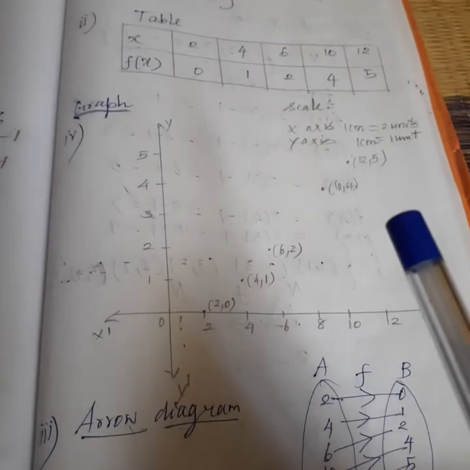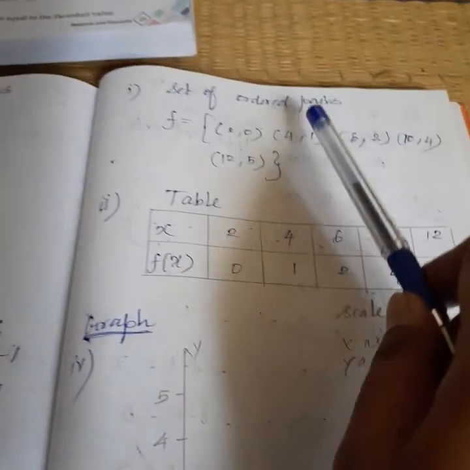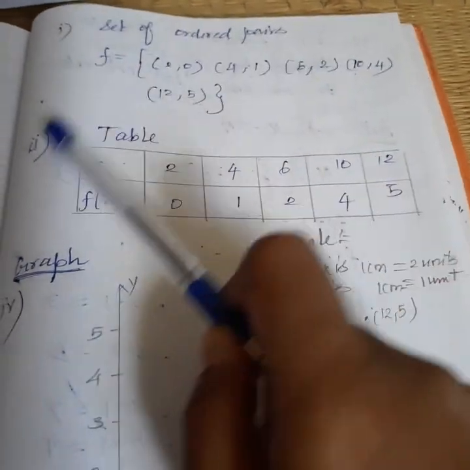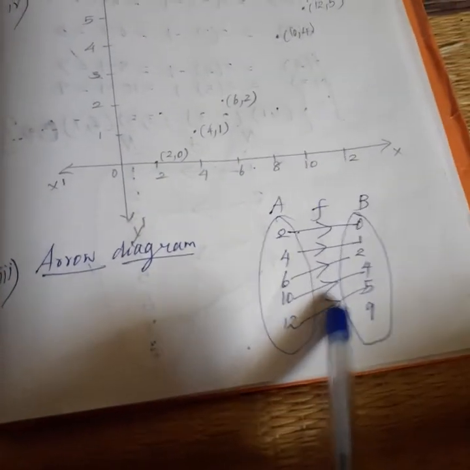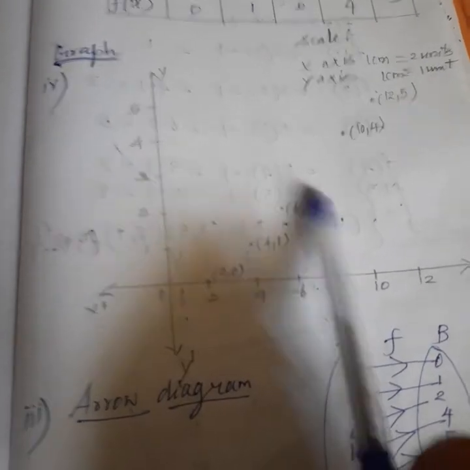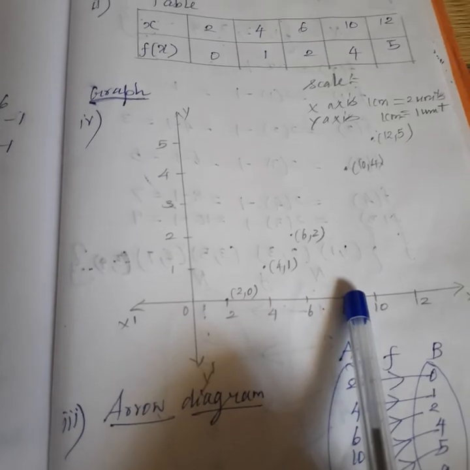All right, so as I told you, first you do the set of ordered pairs, second the table, third go to the arrow diagram, and last the graph. Last, the graph, that is subdivision 4 is the graph. All right, okay.